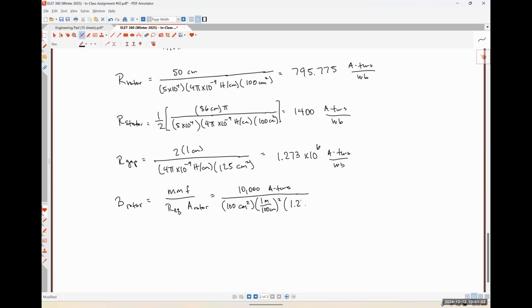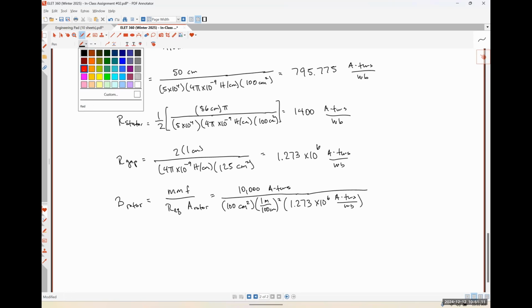So 1.273 times 10 to the 6 amp turns per Weber. Just to make sure everything's on the up and up, let's look at our units. I've got amp turns in the numerator, and amp turns in the denominator, so those cancel each other out. I've got 1 over Weber, so that's going to put a Weber up here. Then my centimeter squared cancels, so I wind up with Webers per meter squared, which is a Tesla. So all my units work out okay.